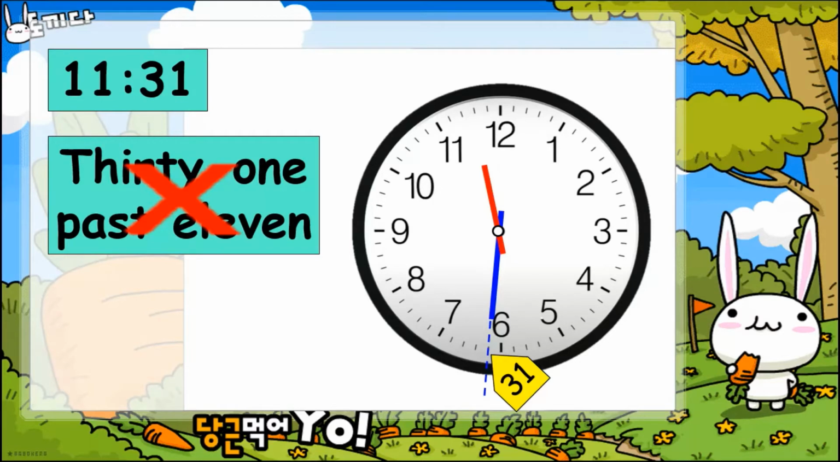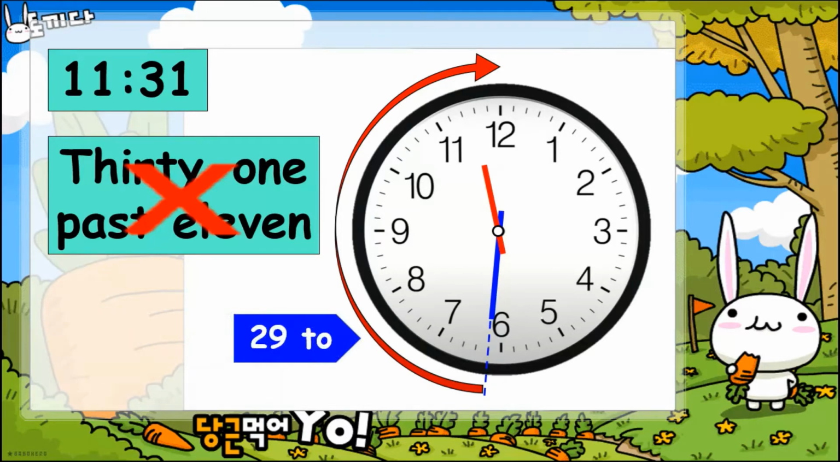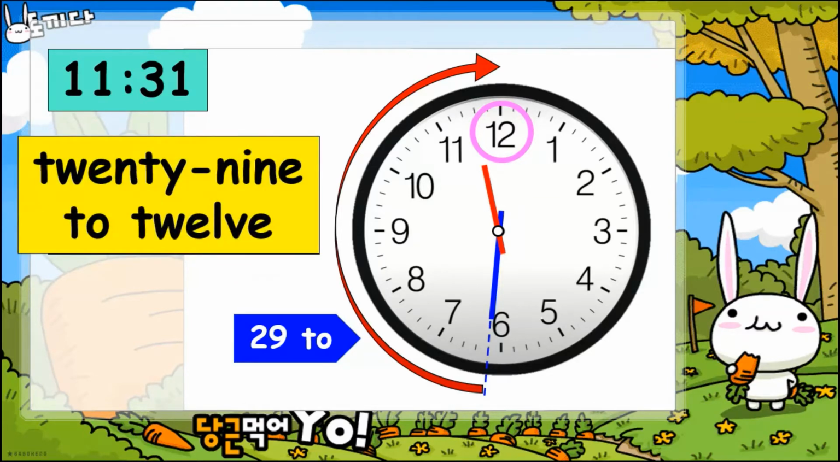For the minute part, we have to count the remaining minutes to reach 60. We can use 60 to minus or subtract 31, which will bring you to 29. So it will be 29 minutes to the next hour. While at the hour part, remember that since the minute hand is at the second half of the clock, we have to find the following hour, which is 11 plus 1 equals 12. So the time will be read as 29 to 12, which also means 29 minutes before 12 o'clock.